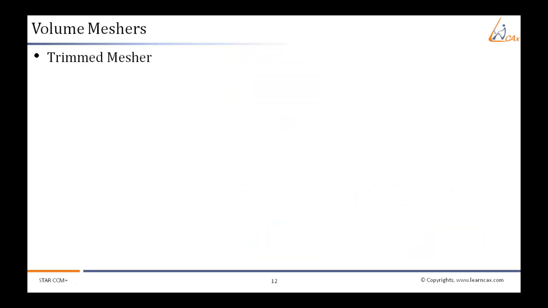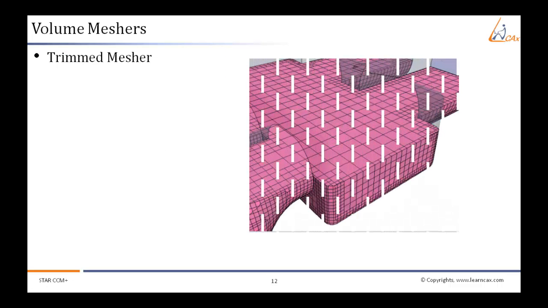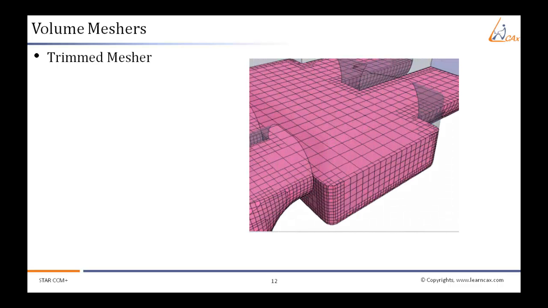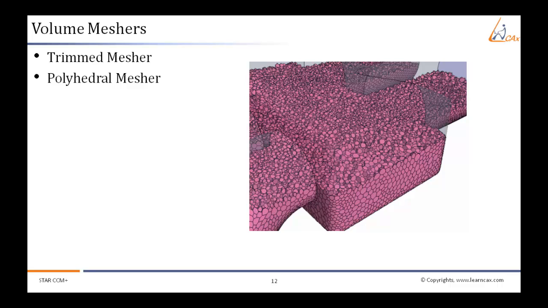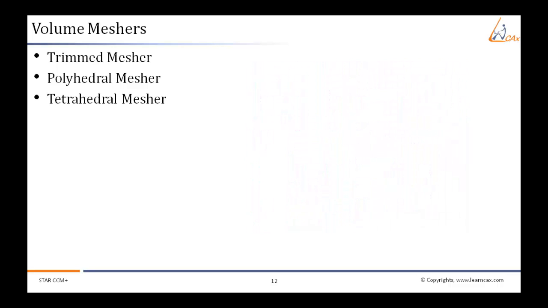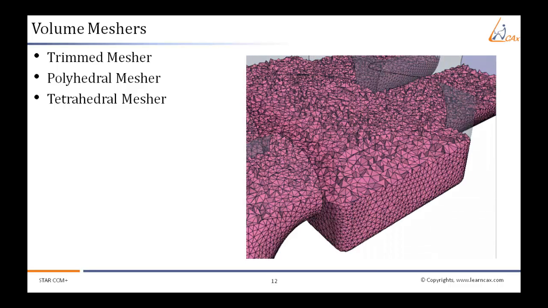First is the trimmed mesher. It generates a volume mesh by cutting a hexahedral template mesh with the geometry surface. Then we have the polyhedral mesher. This generates a volume mesh that is composed of polyhedral shaped cells. We also have the tetrahedral mesher, which generates a volume mesh that is composed of tetrahedral shaped cells.